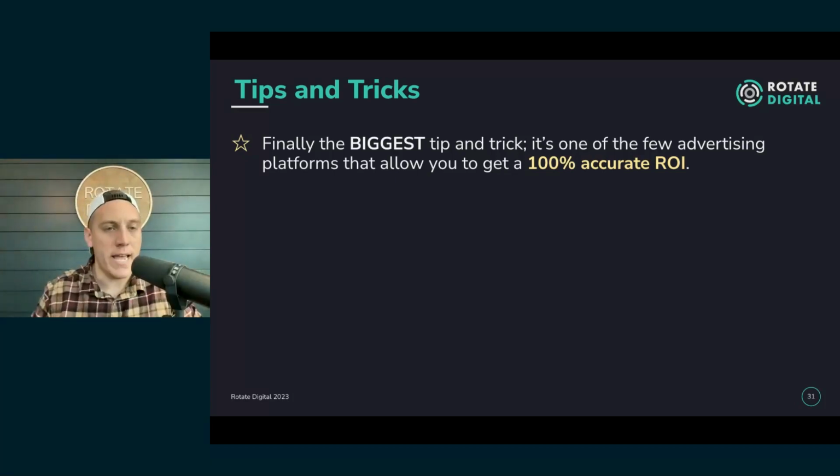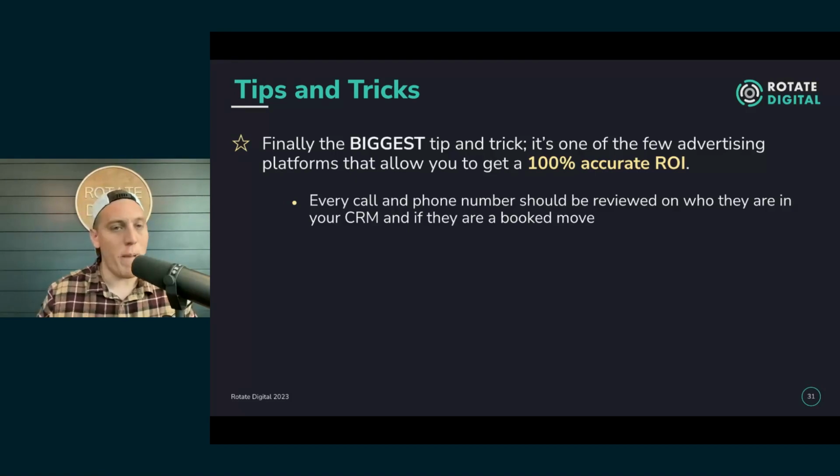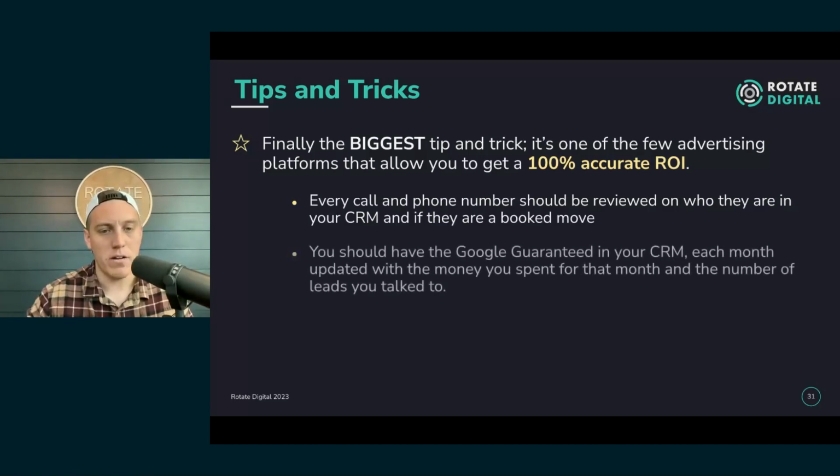And because it says when a phone call comes in that it's from Google, you now know to put that as Google guaranteed. So you can see how many you're booking and how much money you're making from it. Okay, every phone call and phone number should be reviewed. I would do this on a weekly basis so it's not overwhelming. Just go back in, log in, look at every single phone call, every single phone number, and tie that back into your CRM. Find out if they are a booked move.